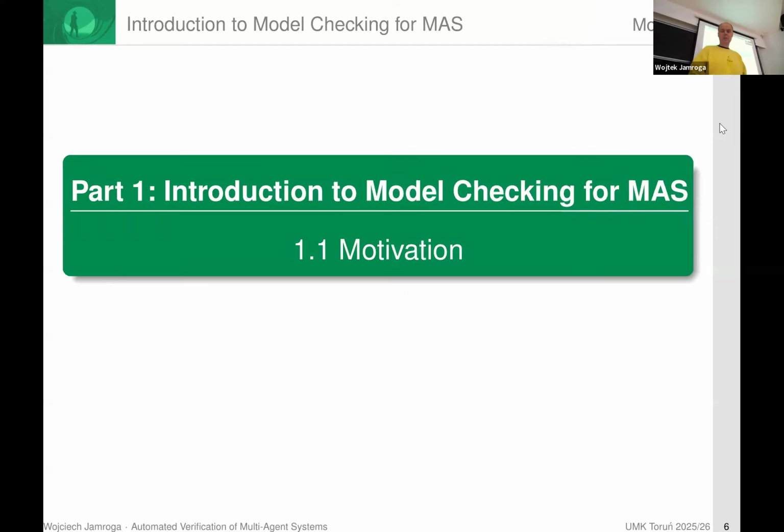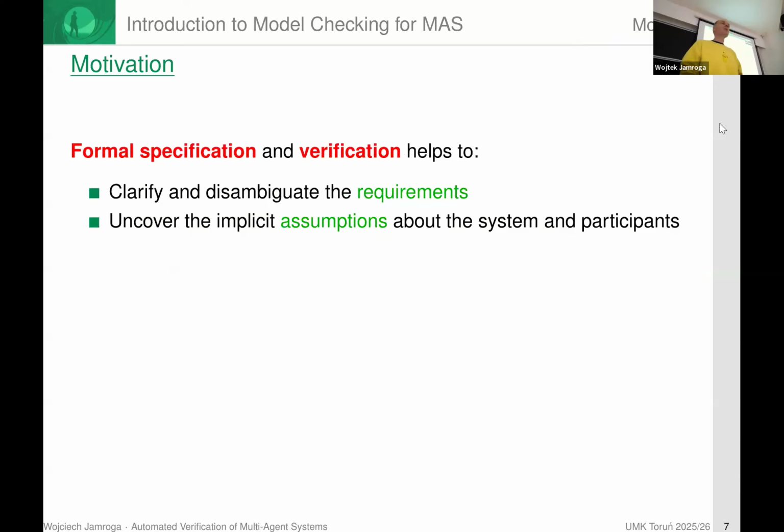Let's move on. So I promised motivation, or I promised the why part. So why formal specification and formal verification? Well, the idea is to use a formal language to specify properties that we are interested in. So typically, there is a short or usually a long list of properties that one would like to have satisfied for a system that we are designing.